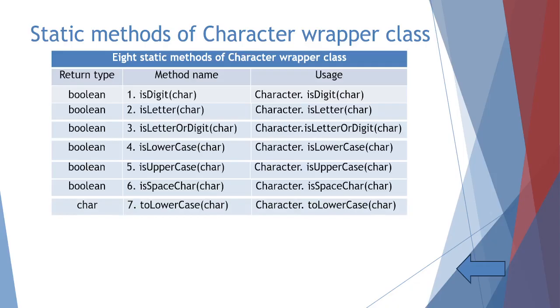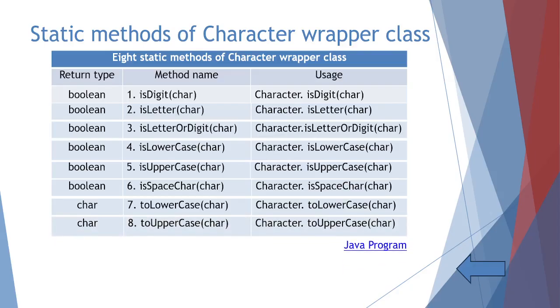And then toLowerCase. What does it do? It converts into lowercase and returns the character. If the passed character is in uppercase, it converts into lowercase and returns it. Otherwise, it returns it as it is. Similarly, toUpperCase: if the argument is in lowercase, it converts to uppercase. Let's see 2 Java programs over here.